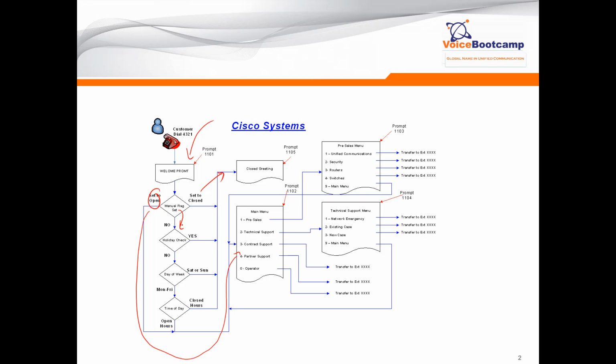After that, we want to check if today is a holiday. Now keep in mind, if it is manually open, it doesn't matter if it is a holiday or not, because the intention was to keep it open, right? But if it is set to automatic, then we want to verify if today is a holiday. That will be checked against a database, which will have a list of dates that are defined as holidays. If today's date matches one of those dates, then we're going to consider it a holiday. Therefore, we're going to play the close greeting.